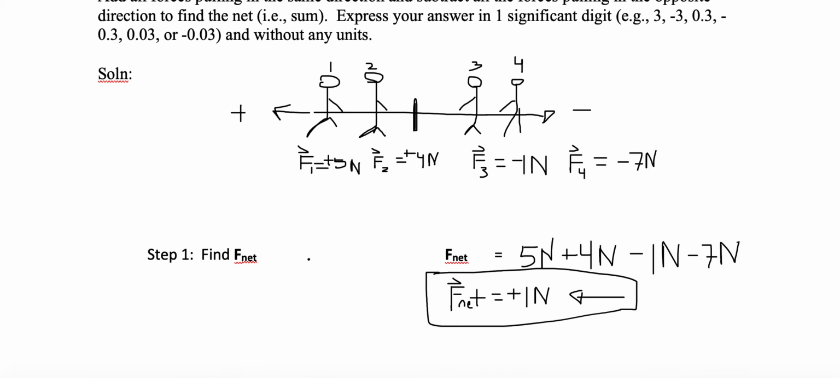So step 1 is to find the net force, so you just add them up. You add up all going in one direction, 5 and 4 going in the one direction, so 5 plus 4 is 9. Then you want to subtract off 1 from astronaut 3, so 9 minus 1 is 8. And then you want to subtract off astronaut 4's force, which is 7 newtons, and that gives you positive 1 newton. And since positive is to the left, the net force is to the left.